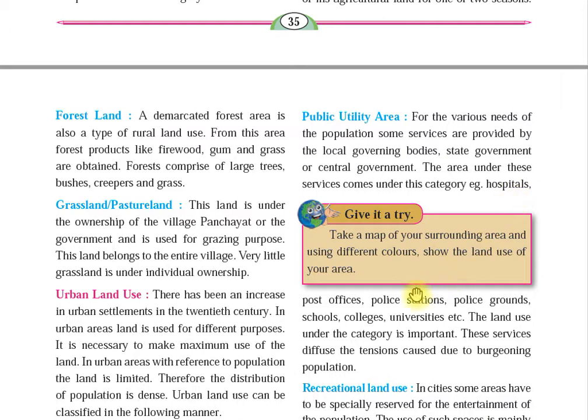Example, hospitals, post office, police station, police grounds, schools, college, universities, etc. The land use under the category is important. This service diffuses the tension caused due to burgeoning population. Burgeoning means what? Increase or rapidly growing population. So all these things like your hospitals, post office, police station, police grounds, schools, colleges, all this is being used by your public utility area.